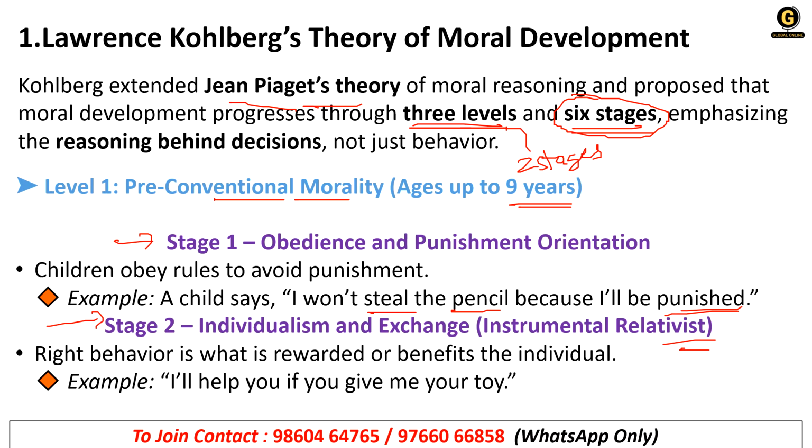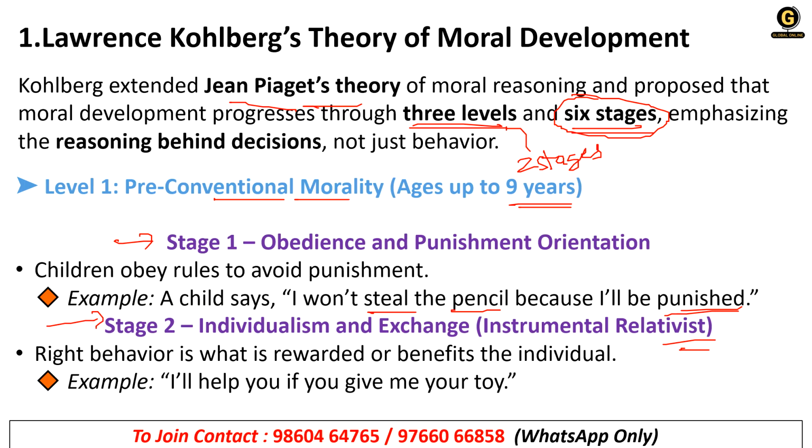Getting it? For example, I'll help you if you give me your toy, right? So that means you're helping someone. That is the good work that you're doing. Okay, but the consideration of that help is the toy. You will get the toy, you will get the benefit, you will get rewarded if you help, right?